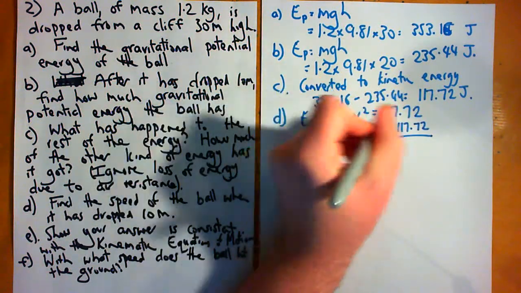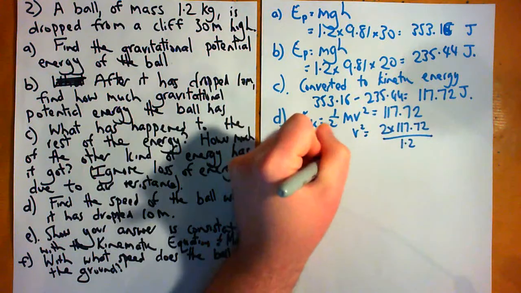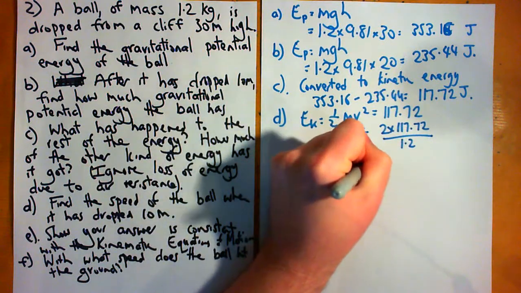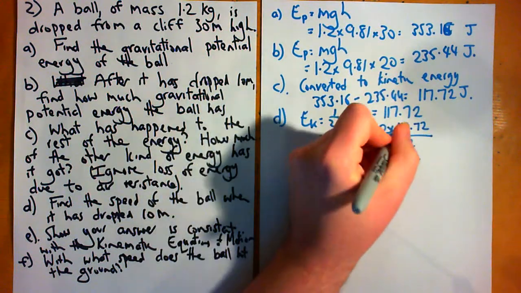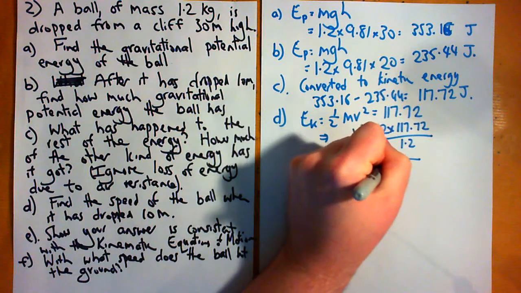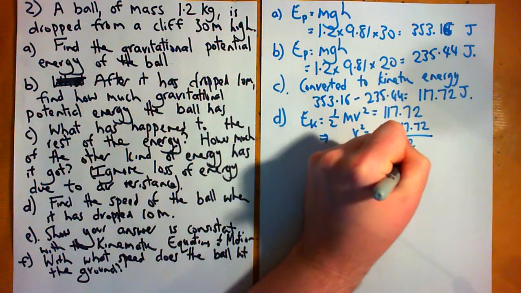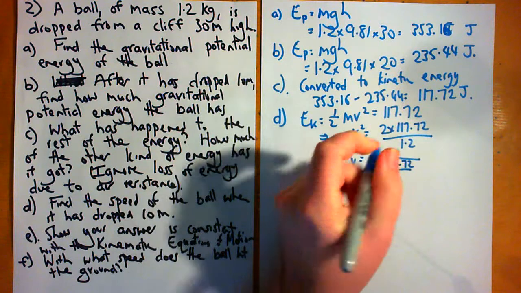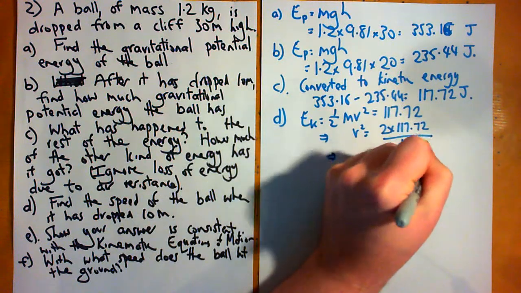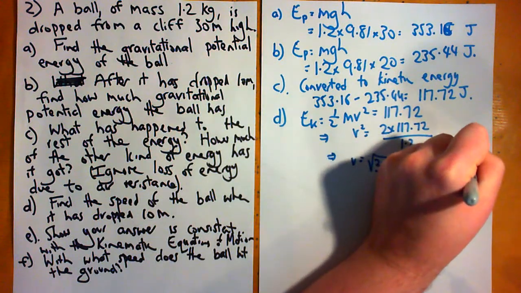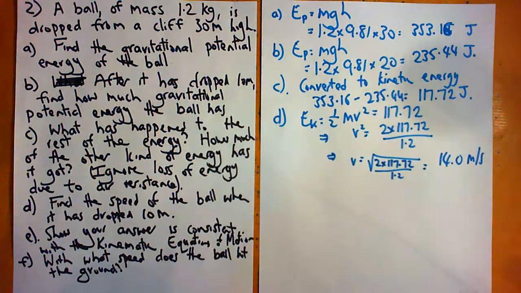We get v squared is 2 times the kinetic energy, which is 2 times 117.72, and we're dividing that by the mass, which is 1.2. So therefore v is going to be the square root of that, so we get the square root of 2 times 117.72 divided by 1.2, and we get 14 metres per second.